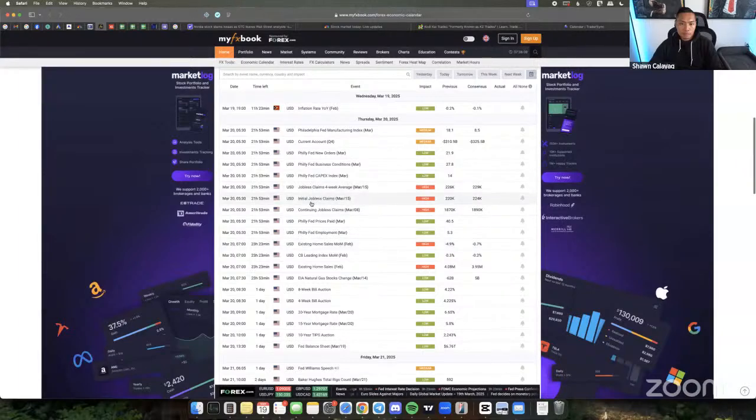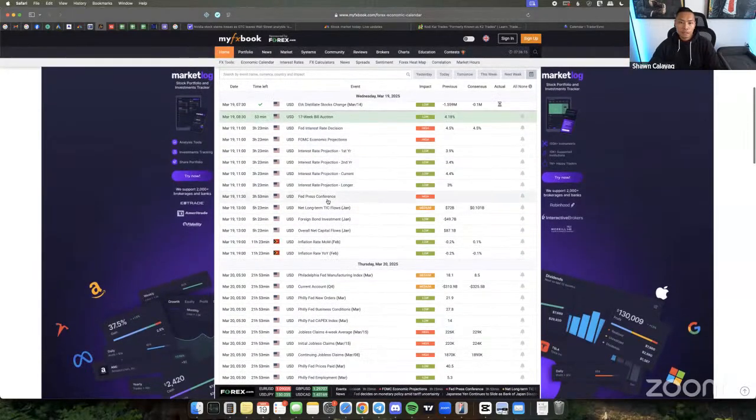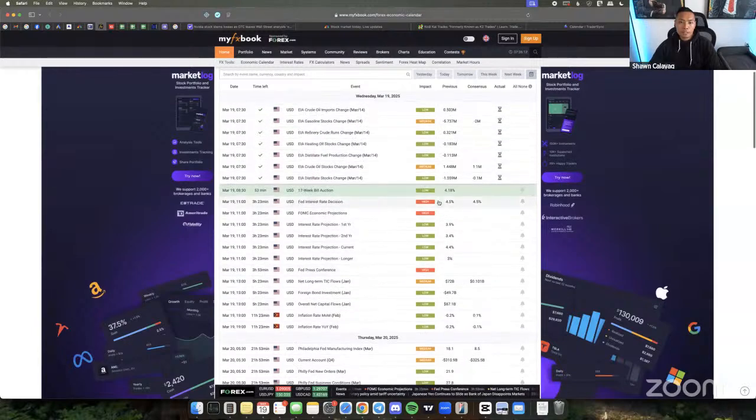We have jobless claims, initial jobless claims, continuing jobless claims. The reason why I think market volatility is going to pick back up is because after today, people are going to react to this news, right? So whatever Powell says today, people are going to be like, okay, if that's the case, market's going to go up. If this is the case, market's going to go down. So you're going to have a lot of people bandwagoning onto the buys and or sells.